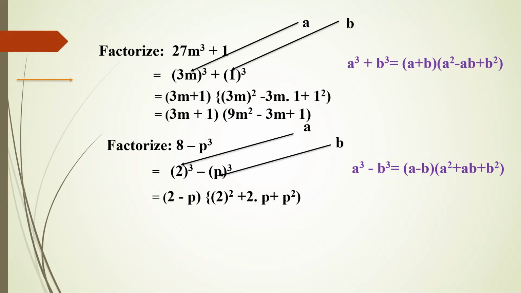It will be 2 minus p. So 2 is a, p is b. So it is a minus b, times 2 square, that is a square, plus 2 times p, that is ab, plus p square, that is b square. Just compare with a cube minus b cube. Now let's simplify this. It is 2 minus p times 4, 2 square is 4, plus 2p plus p square.